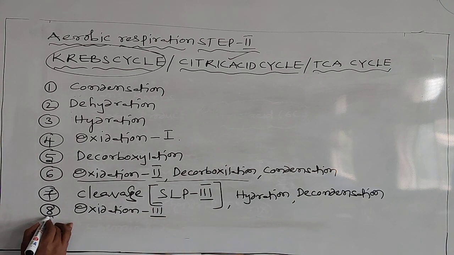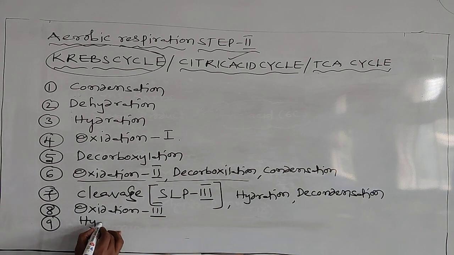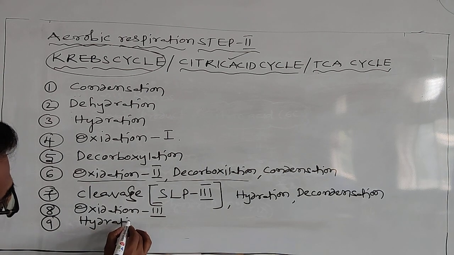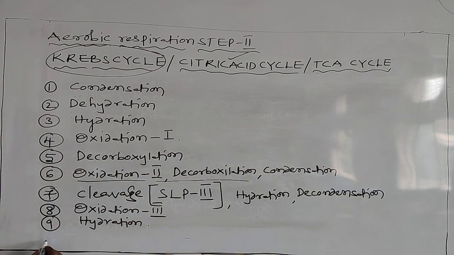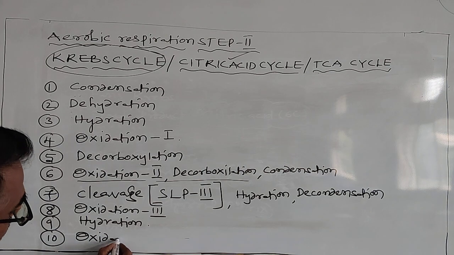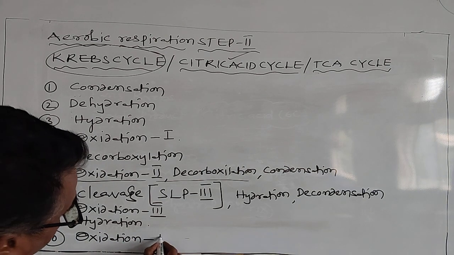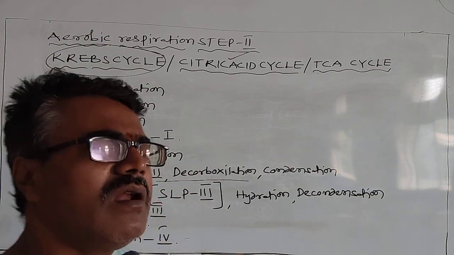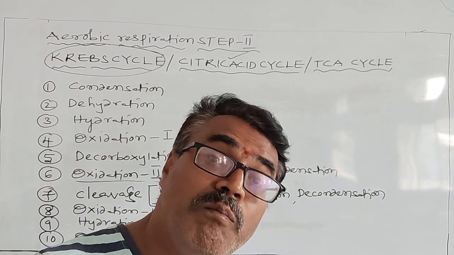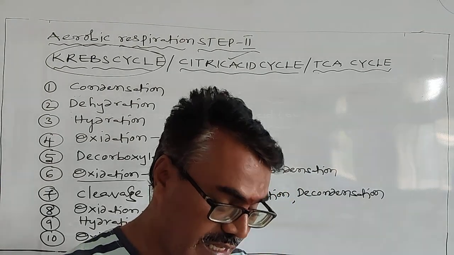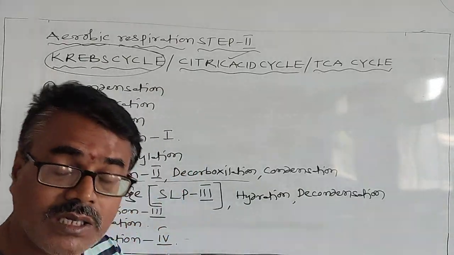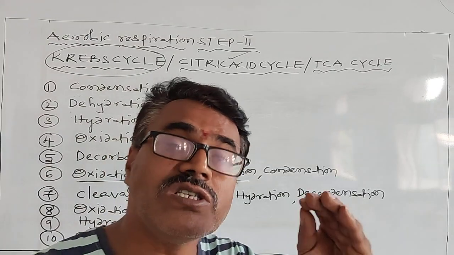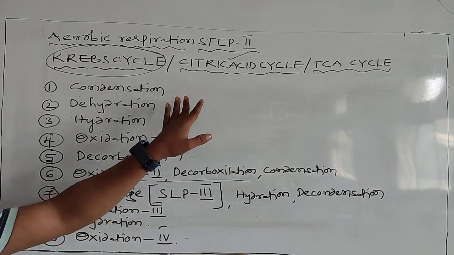Ninth chemical reaction, that is hydration. Then the last chemical reaction in this pathway, that is oxidation 4. These are 10 chemical reactions which help in the complete oxidation of food, yielding CO2 and water, and also the liberation of energy in the form of ATP.